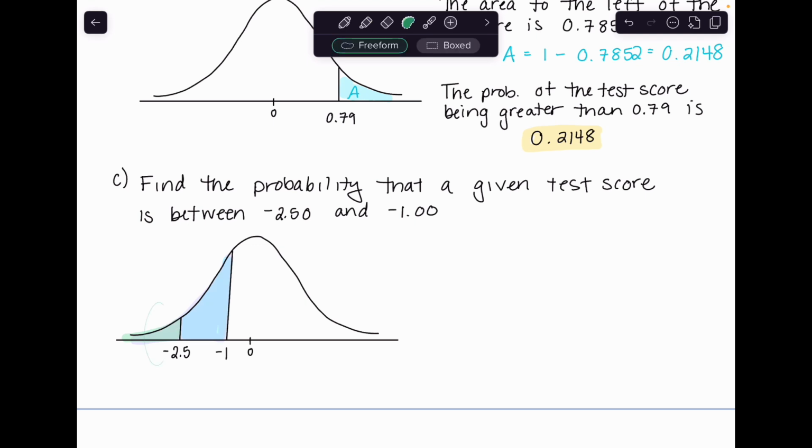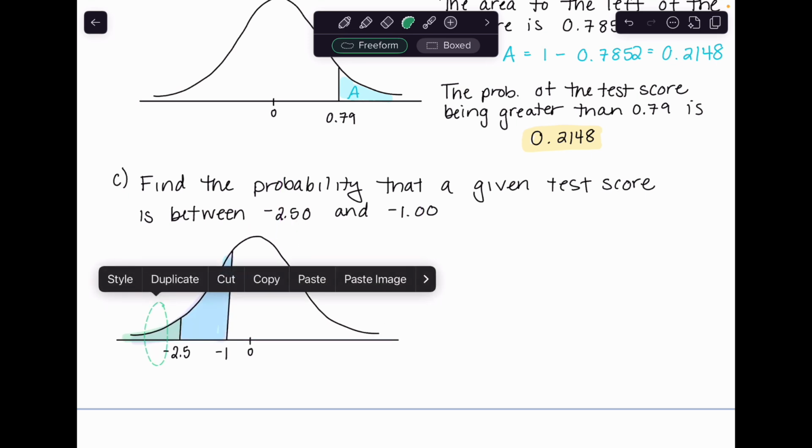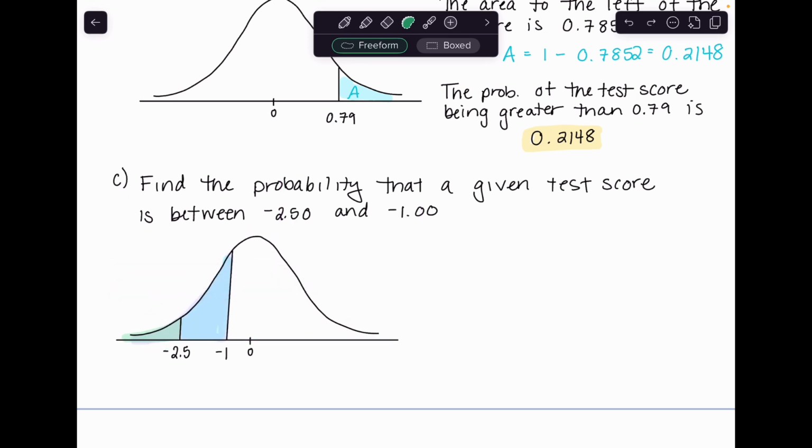So if I want the area in between, I really need to take the area to the left of negative 1, which is all of this, and then I need to remove out this section, so I need to remove the area to the left of negative 2.5. So to put this into words, this area A is really the area left of negative 1 minus the area left of negative 2.5. Okay.